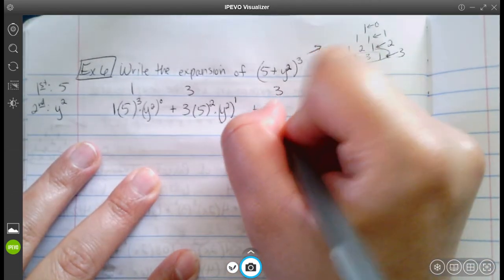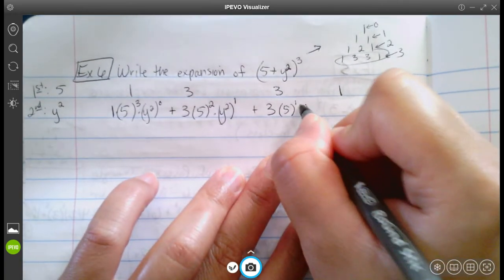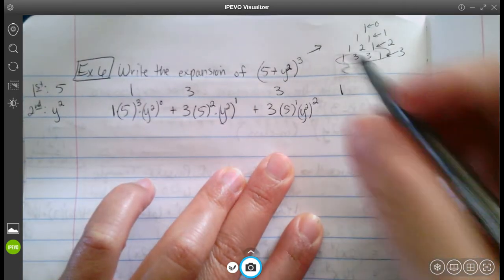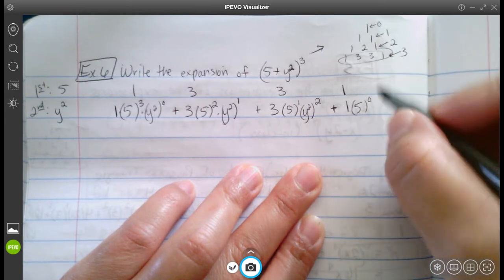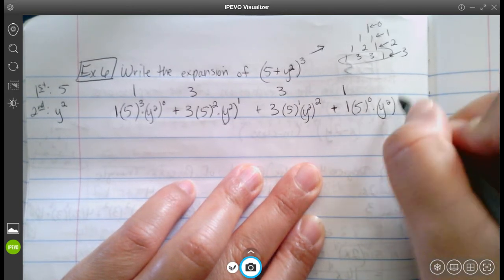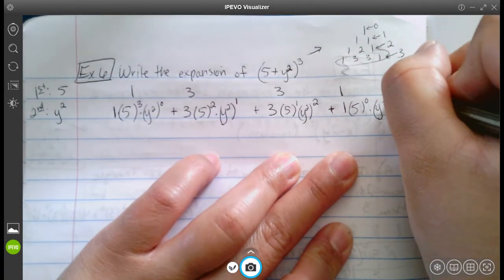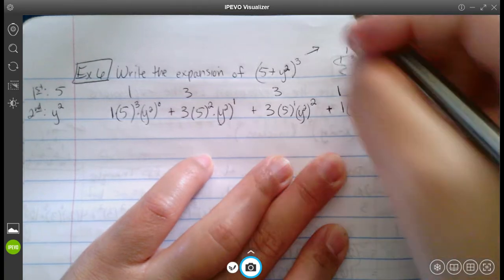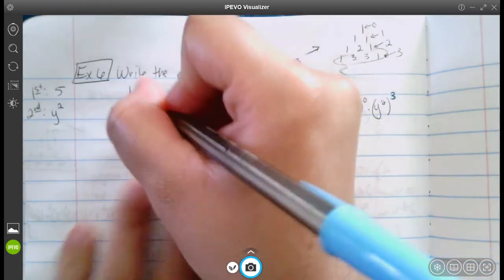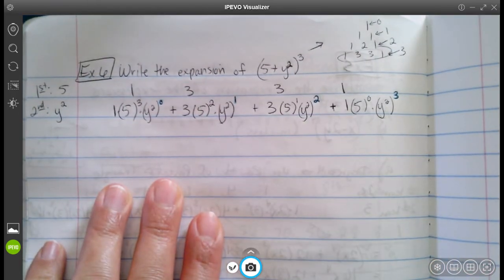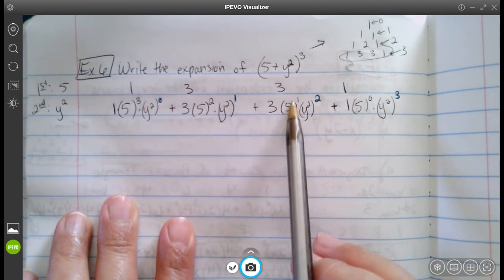Next one, plus another 3, and now we have 5 to the 1st power, and then our second term y² to the 2nd power, okay? And last but not least, 1 times 5 to the 0 power times y² to the 3rd power. Just to kind of hit home what we did here, notice that all of my y squares are there, but now they're raised to the power of 3, 2, 1, and then 0, okay? The other ones I'm not going to highlight because the 5 is easier to see. 3, 2, 1, 0.